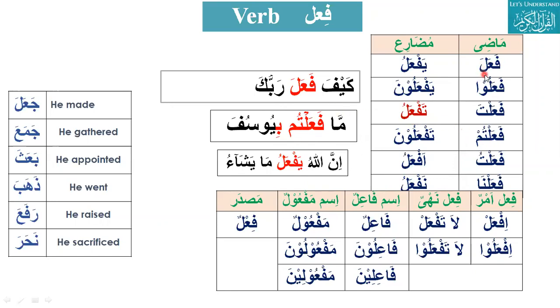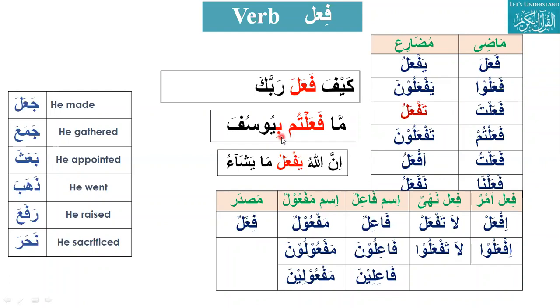Just with translation. Fa'ala, he did. Fa'alu, they did. Fa'alta, you did. Fa'altum, you all did. So we know fa'altum means you all did. Bi means with, a most commonly used word. Can you please do the TPI for bi, the complete table? Bihi, bihim, bika, bikum, bi, bina. Bina with translation.